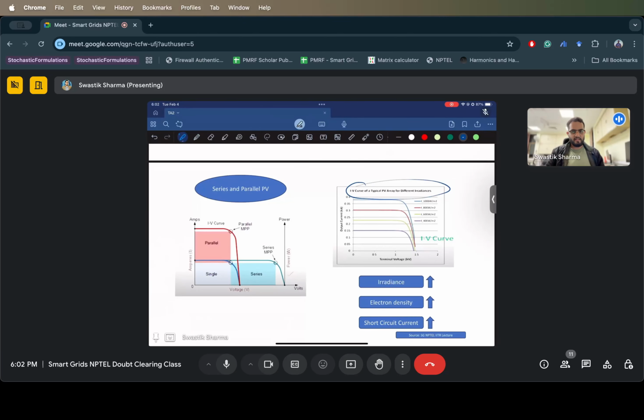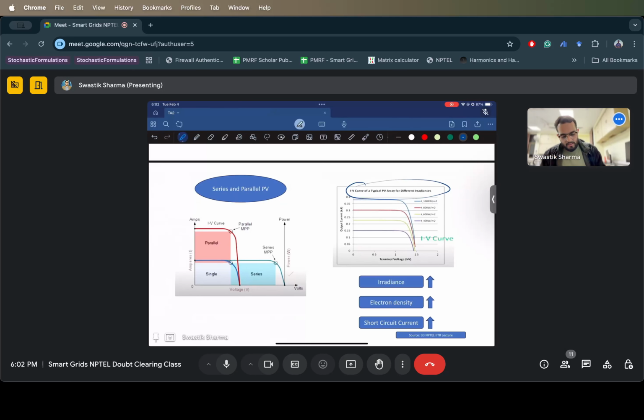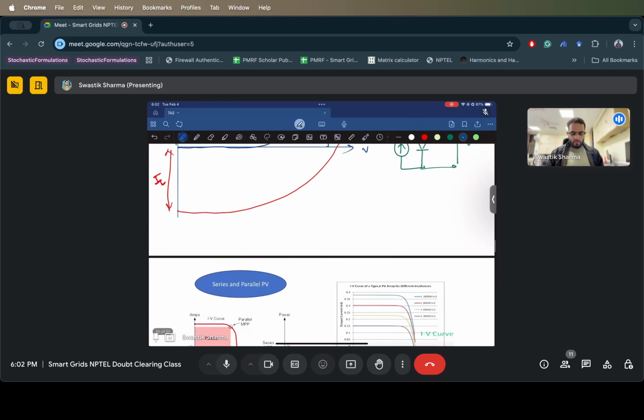If the irradiance increases, if we have more irradiance per meter square, our IV curves start increasing. The area between them starts increasing, and if there is more electron density, our short circuit current and everything will increase. That is why I say that whenever there is a high irradiance area, we can get maximum solar energy from that place. So this is all related to solar energy systems.